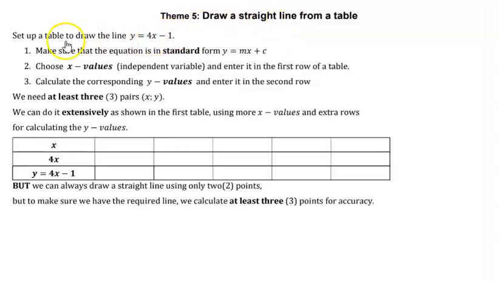So the straight line, we call it a linear function because we have x to the power of 1. Linear is for a line, so it's a straight line, and first of all we must make sure that it's in the standard form. In this case we have y equal to mx plus c. This is already in the standard form because there's y on the left hand side and the rest on the right hand side. So then we choose x values, which we remember are our independent variables, that's why we can choose them, and then we enter them in the first row of the table.